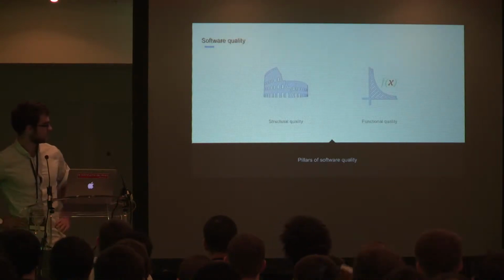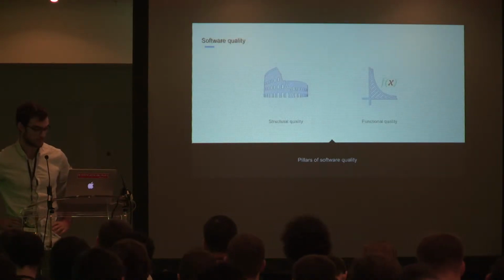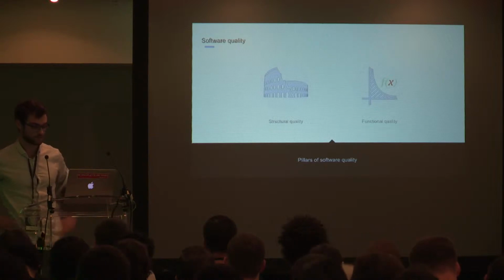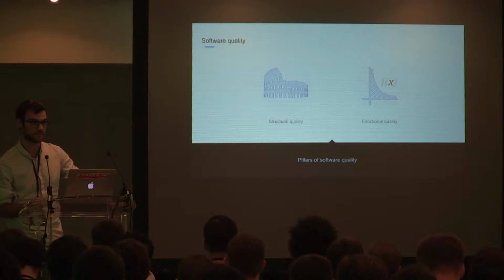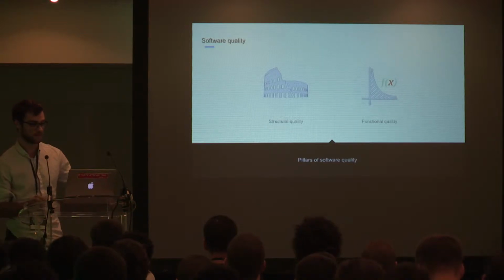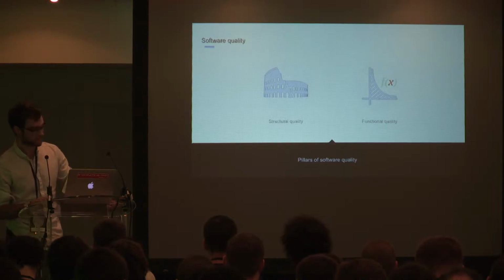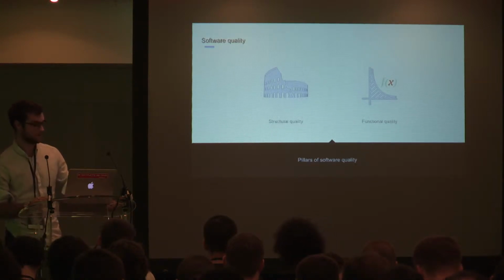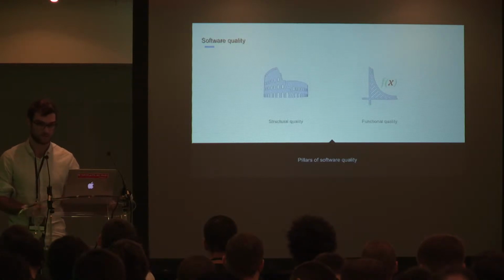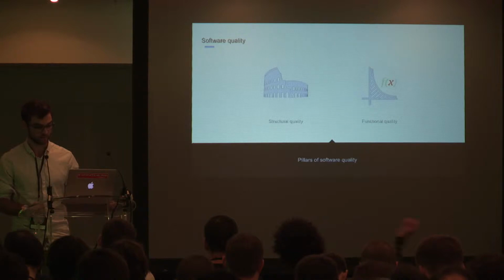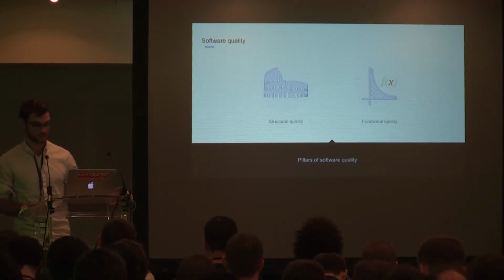Basically, software quality can be divided into two pillars. There is functional quality, whether your software is actually doing what it needs to do, and structural quality, which is whether your software is reliable and maintainable, if you can actually understand the code.